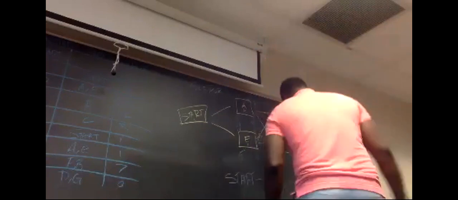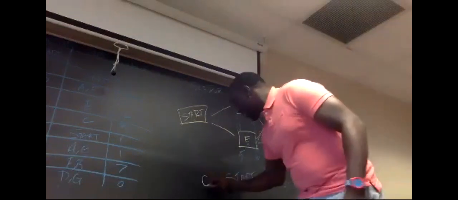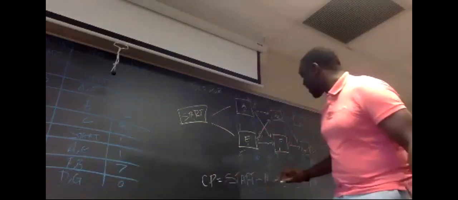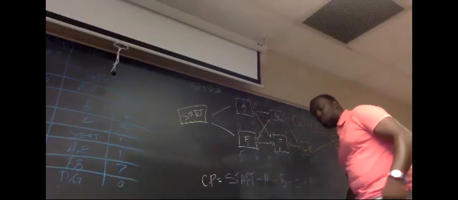So the critical path is start A, B, G, finish. All right, that's our critical path. That is how you draw a network diagram. That is how you calculate the forward and backward pass. That is how you calculate your critical path, ladies and ladies.